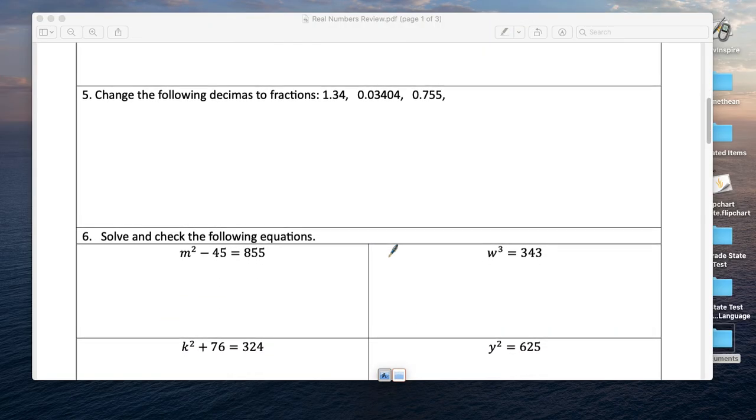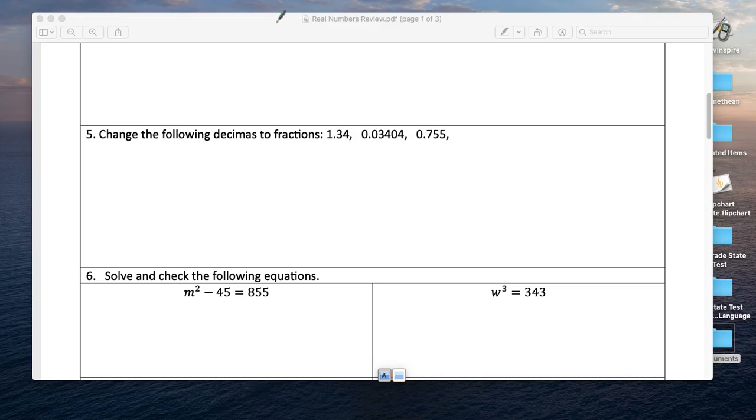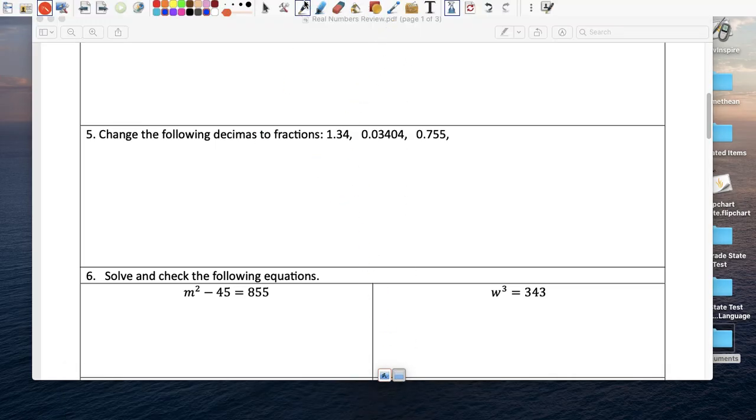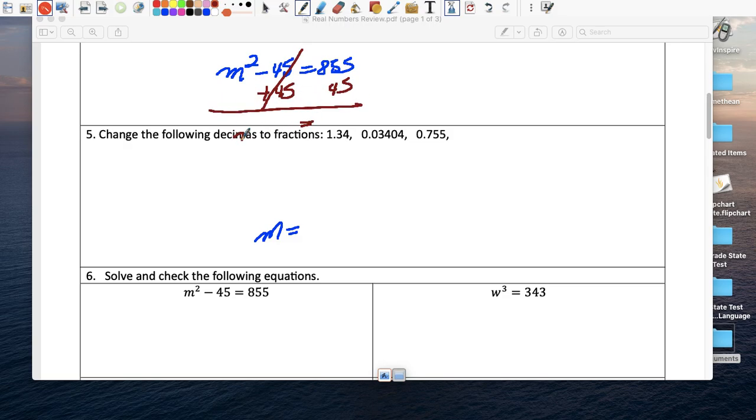Solve and check the following equation. So let's do this one first. And please, it's a solve and check, so you have to check. And it's an equation. So let's do the first one over here. M squared minus 45 equals 855. Remember, our goal is to have m all by itself without the exponent of 2. So let's go through the process. We need to add 45 to both sides. That becomes M squared equals 900.